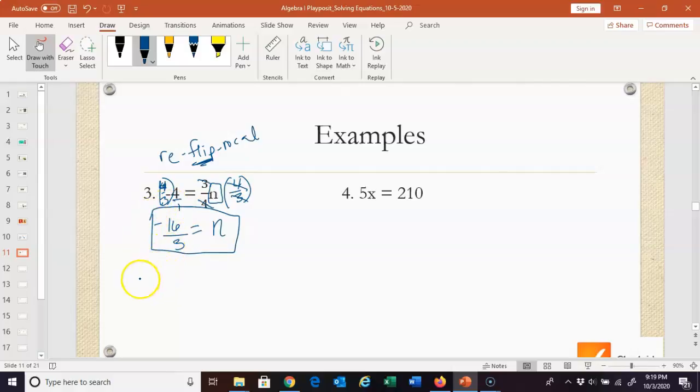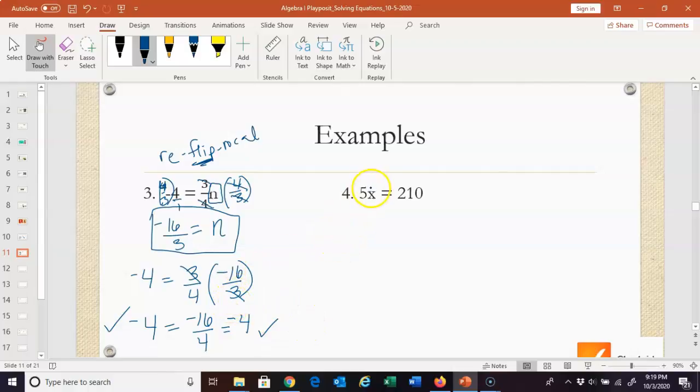Let's just plug it in and make sure we did it right. 3/4, n we think is negative 16/3. All right, let's simplify the right-hand side. So since there's a 3 on the top and a 3 on the bottom, we can cancel those, right? And we're left with negative 16 on top, 4 on the bottom. Sure enough, negative 16 divided by 4 is negative 4. So the left-hand side equals the right-hand side.